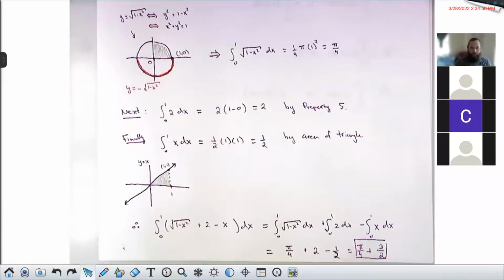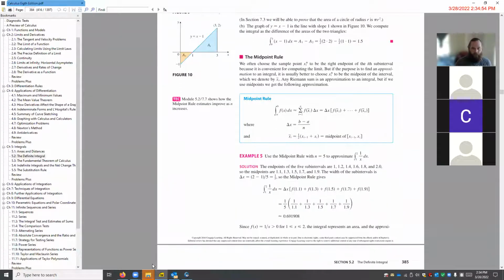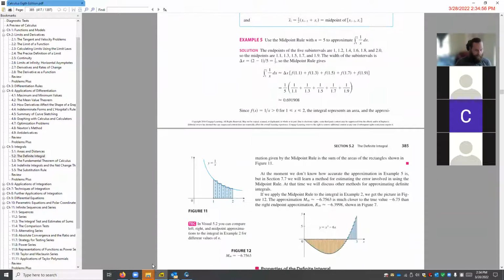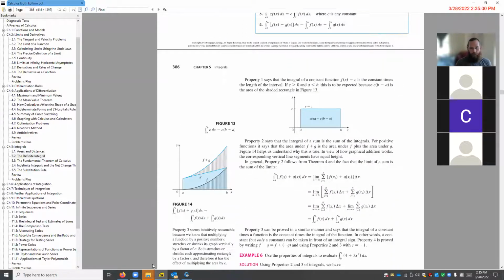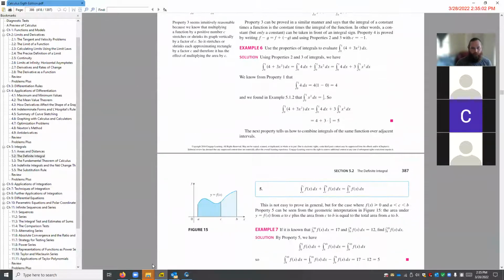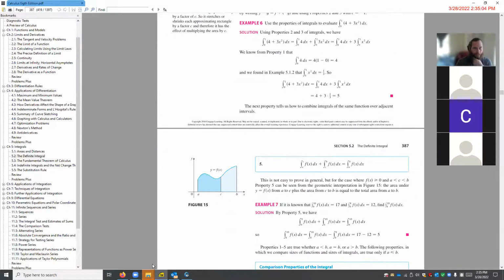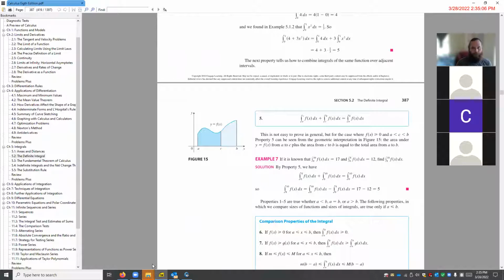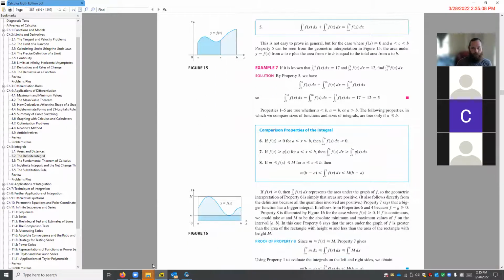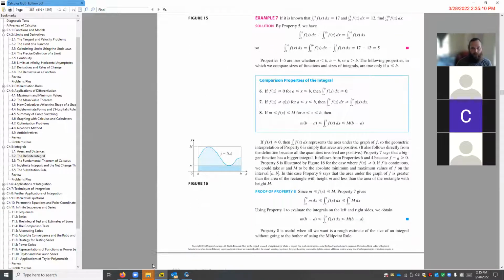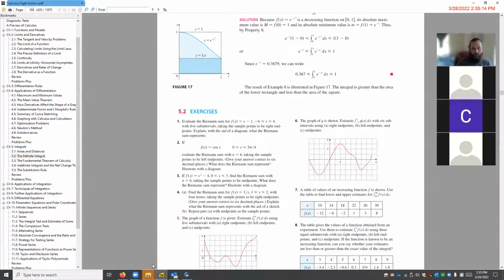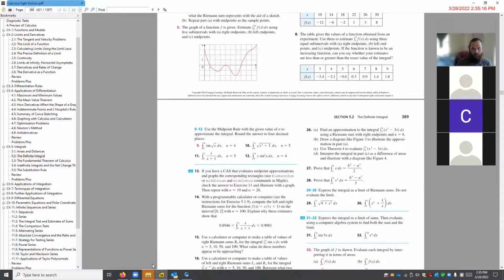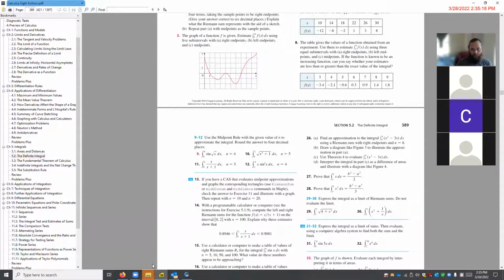Okay, let's see if we can find something a little bit harder. We've done plenty of approximations. Comparison properties, we'll come back to that. I'm not going to deal with that. Point, blah, blah, blah.